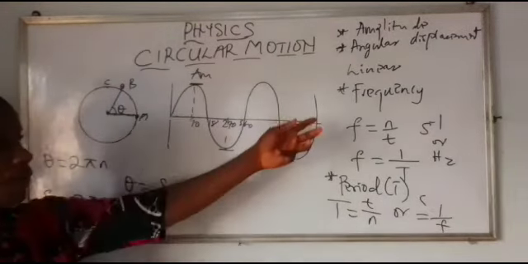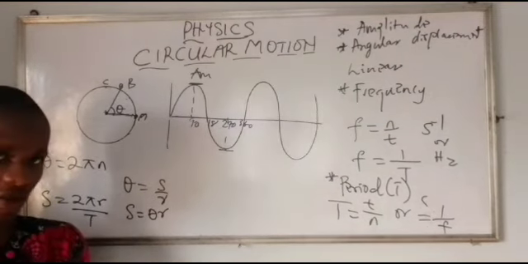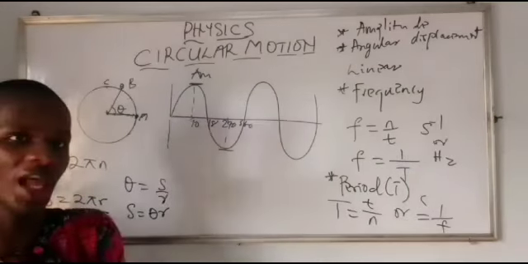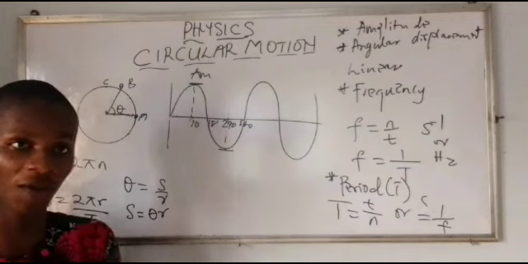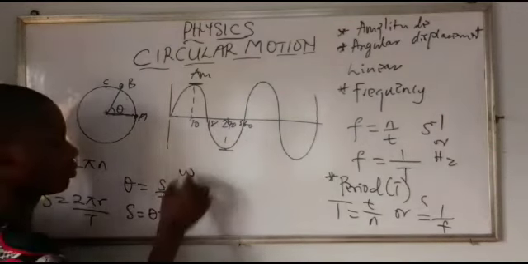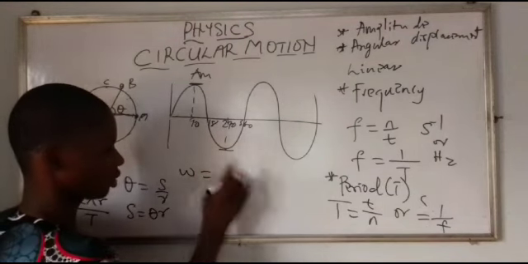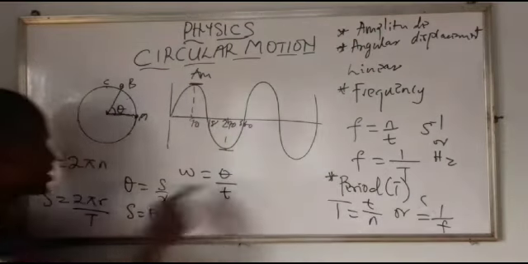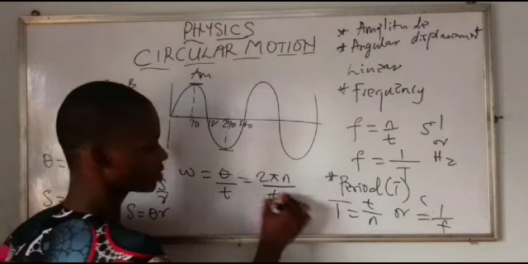Now, having looked at frequency and period, the next thing we are going to be looking at is what we call angular velocity. The same way we have angular velocity, we also have linear velocity. So angular velocity simply means the rate of change of angle, alright? And angular velocity is represented with omega. Angular velocity is equal to theta over t. Remember theta is equal to 2 pi n over t, right?